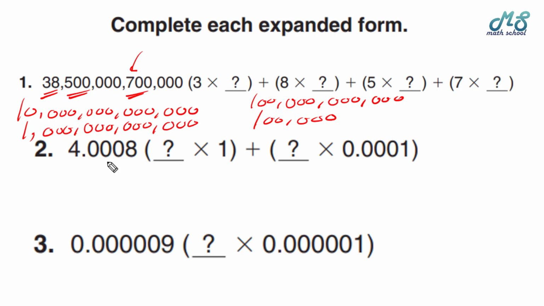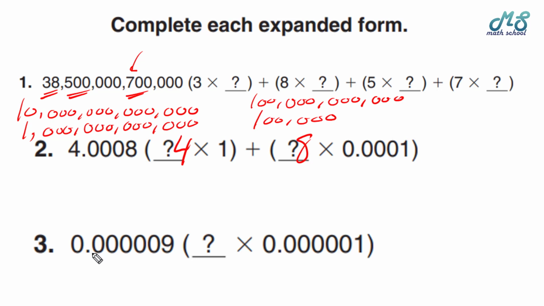Next, number 2. We have a decimal number, 4 and 8 what? 8 in 10,000th place. Now we can say the value of 4 is 4 times 1. Its value is equal to 4. What about 8? Its value is 8 10,000th. So its value is equal to 8 times 1 10,000th.